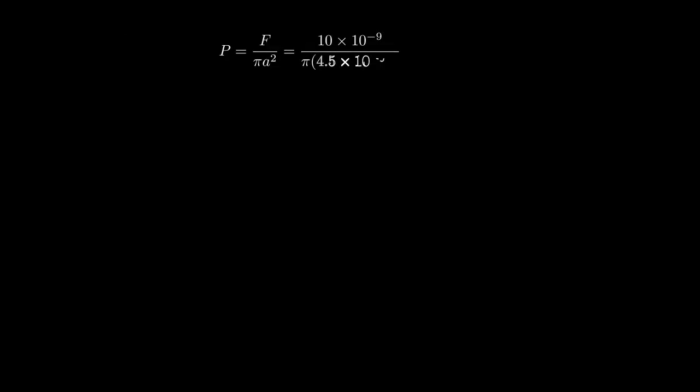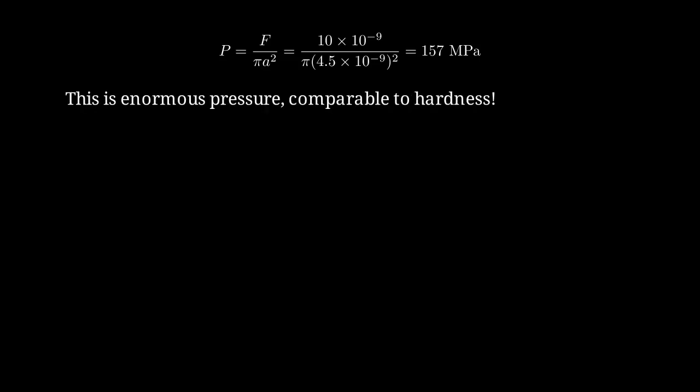The mean pressure P equals F over pi a squared, which is 10 times 10 to the negative 9 divided by pi times 4.5 times 10 to the negative 9 squared. This gives us 157 megapascals. This is an enormous pressure, comparable to the material's hardness. We're locally creating extremely high stresses in a nanoscale contact. This is why tip wear is a concern, and why plastic deformation can occur even at seemingly small loads.